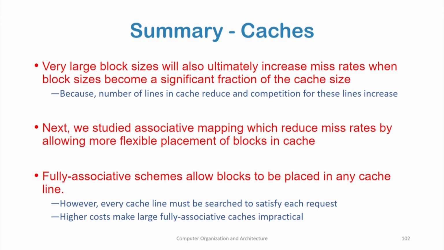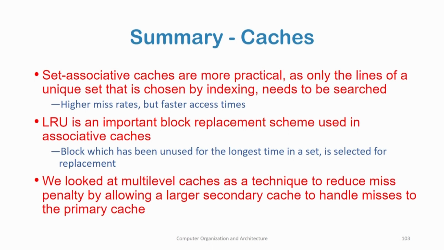So, this will have higher costs, and such higher costs make large fully associative caches impractical. Set associative caches are more practical with respect to fully associative caches, as only the lines of a unique set that is chosen by indexing need to be searched. So, I have only a few options for a memory block. I cannot put my memory block into any line in cache. I can put my memory block only within a few designated lines which fall within the same set.